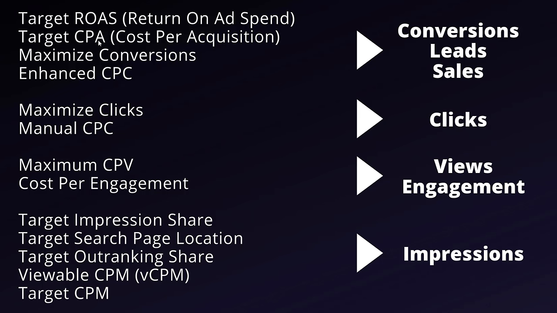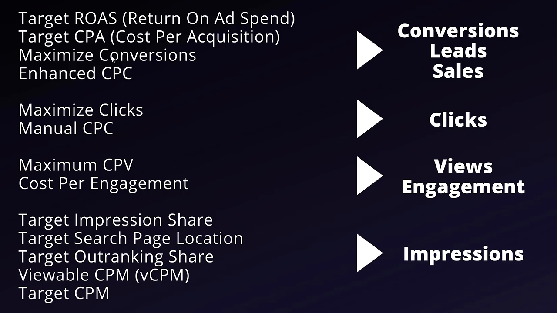Target CPA refers to cost per acquisition. What that means is you're setting a specific amount you're willing to pay for each conversion for your business. So if conversions are worth, let's say, $50 for your business, then you want to get a cost per acquisition that's under $50 so that you can continue to drive optimal conversions for your business.